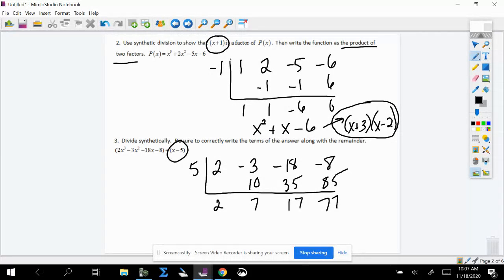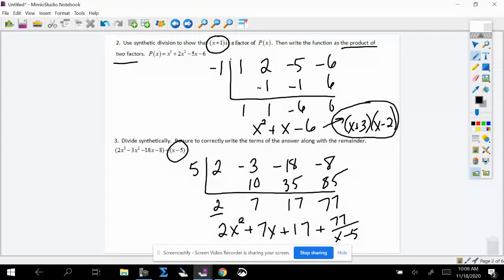So now I want to write it out term by term, including the remainder. So this first number is your x squared, so I have 2x squared. Second number is my x, so I have 7x. Third number is my constant. And then my remainder should be written as 77 over x minus 5.